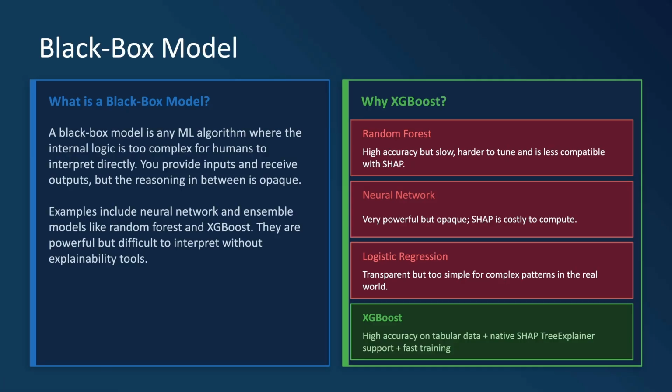And then why did we choose XGBoost? We chose it over other algorithms like random forest, a neural network, or logistic regression because it has high accuracy on tabular data and native SHAP TreeExplainer support, and also is faster at training.